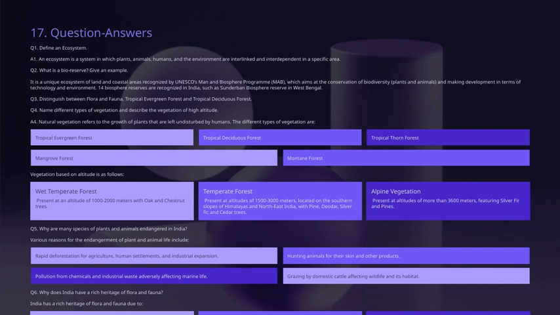Now, let's discuss vegetation types and how altitude affects them. Natural vegetation grows without human interference. Some common types include tropical evergreen forests, mangroves, and temperate forests like oak and chestnut at higher altitudes. For example, at altitudes between 1,000 and 2,000 meters, we find wet temperate forests with trees like oak and chestnut. At even higher elevations, above 3,600 meters, alpine vegetation appears, featuring silver firs and pines.